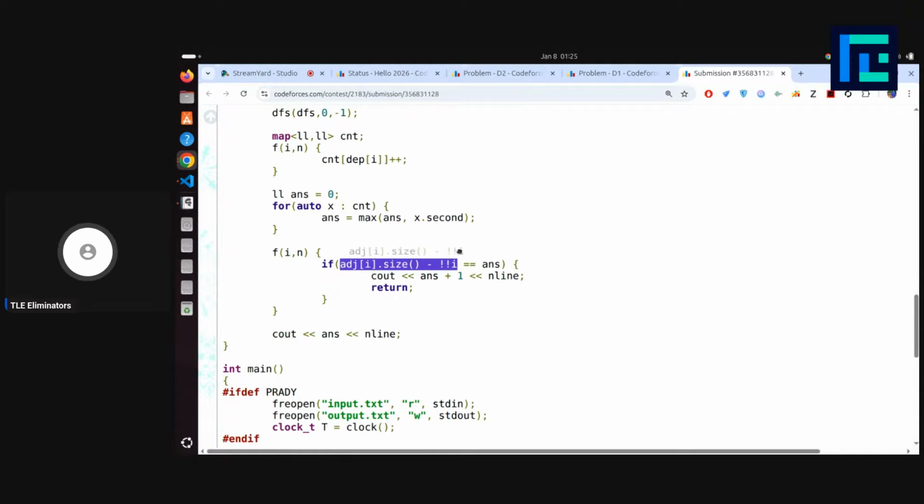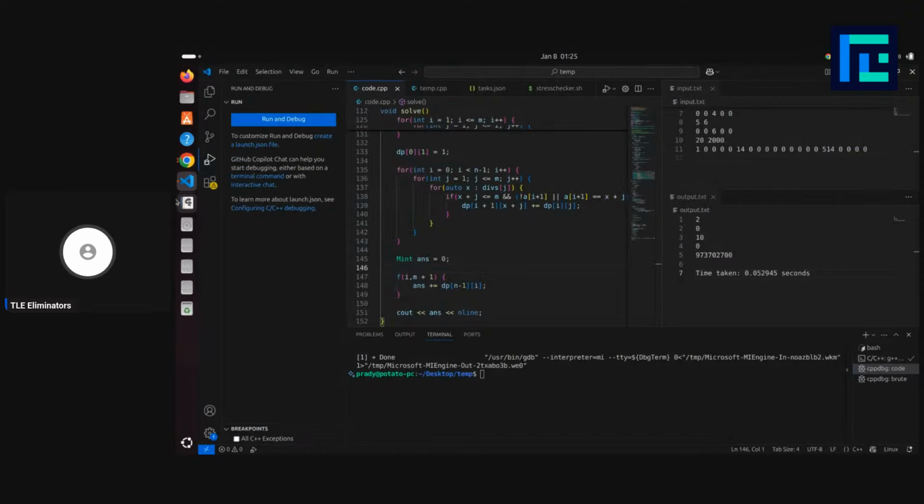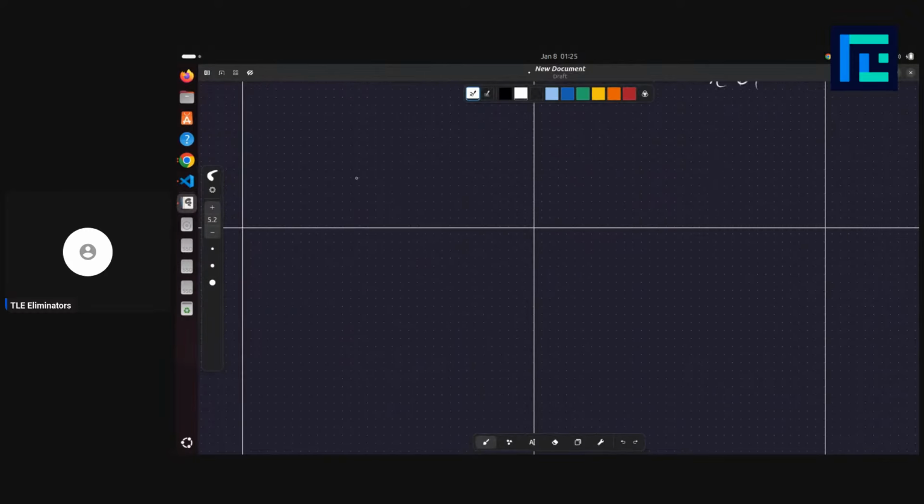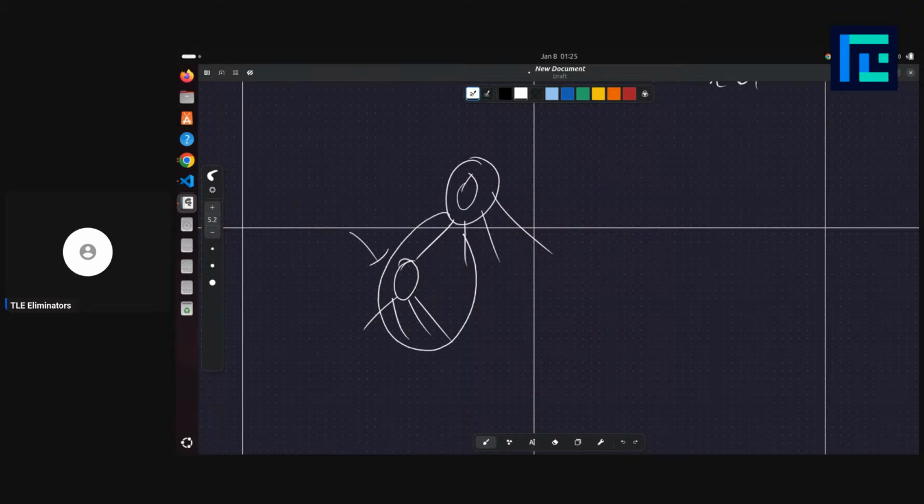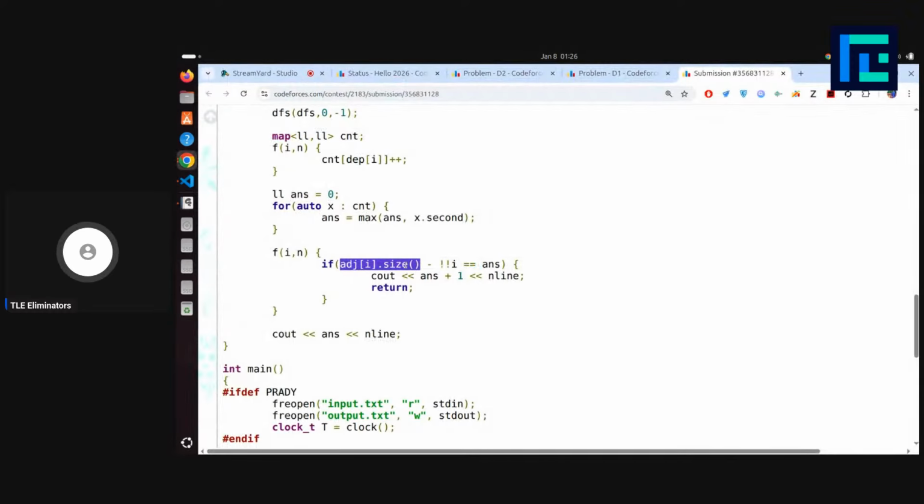Because if i equals 0, then I'll do adjacent[i].size(). If i is the root, then the number of children is the number of edges, right? But if i is not the root, then for this node, the number of children is the number of edges minus 1, right? So I just did this trick where adjacent[i].size() minus !!i.